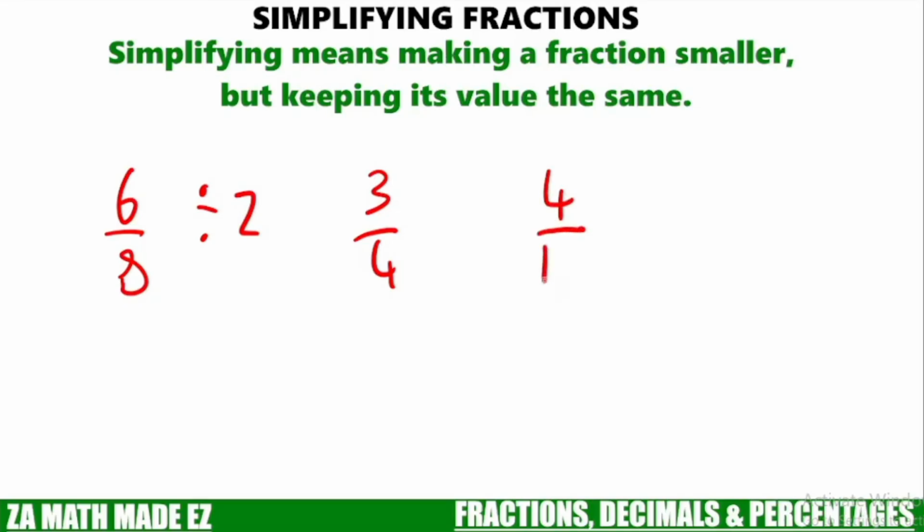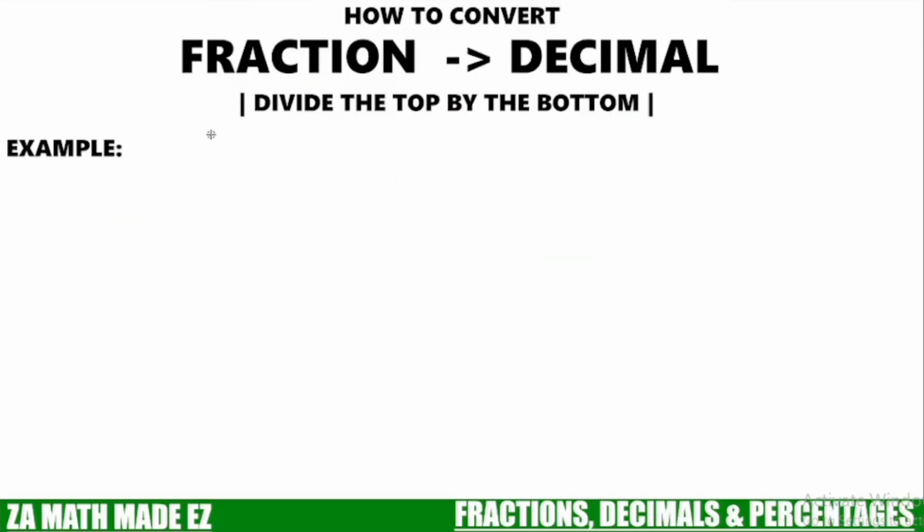Can 4 over 12 be simplified? Yes, it can. If we take 4 over 12 and we divide the top and the bottom by 4, that will give us 1 over 3. 4 divided by 4 is equal to 1, and then 12 divided by 4 is equal to 3. That will give us a third. So just remember, when you want to simplify a fraction, we divide the top and the bottom by the same amount.